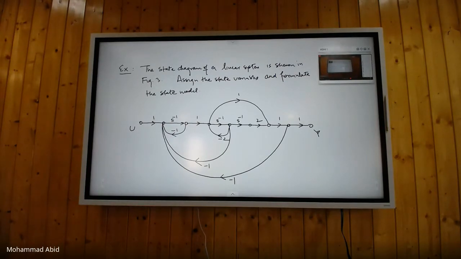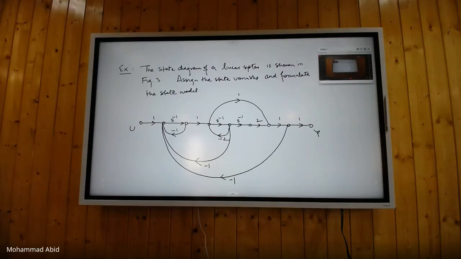The state diagram of a linear system is given in the form of a signal flow graph. We have to assign the state variables, and then formulate the state model for the system. Now, what is the rule that we use for assigning the state variables?